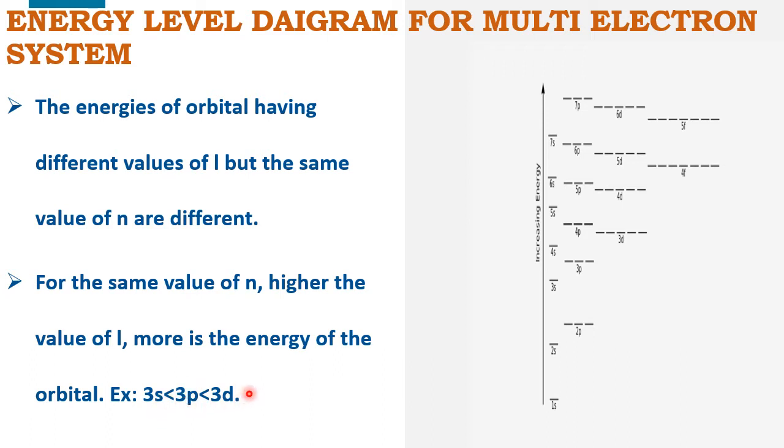One sample is written here, but diagrammatically, see, earlier 2s and 2p were the same in the case of hydrogen, but here 2s is lower energy and 2p is slightly higher energy. That means 2p is slightly away from the nucleus. The more you go away from the nucleus, the more the energy. Normally s orbitals are closer than p, than d, than f because of their shapes.